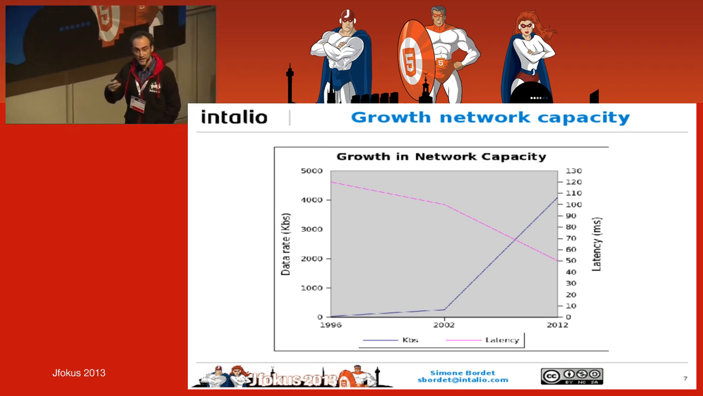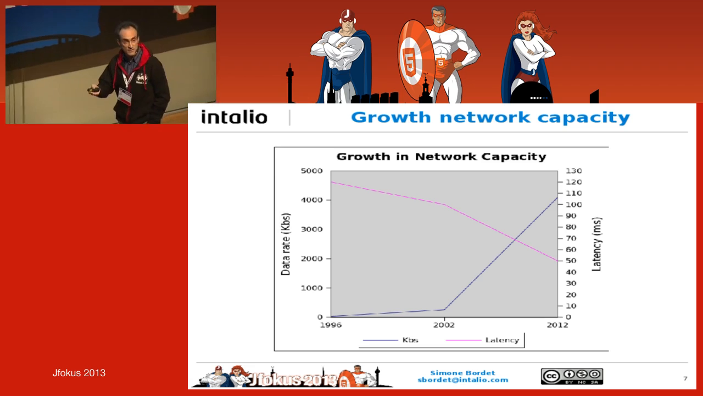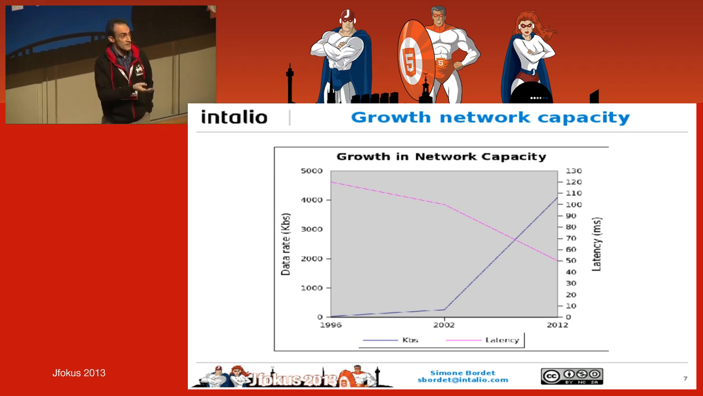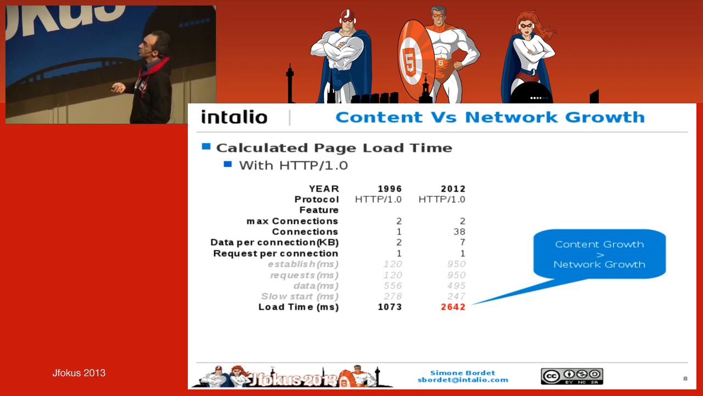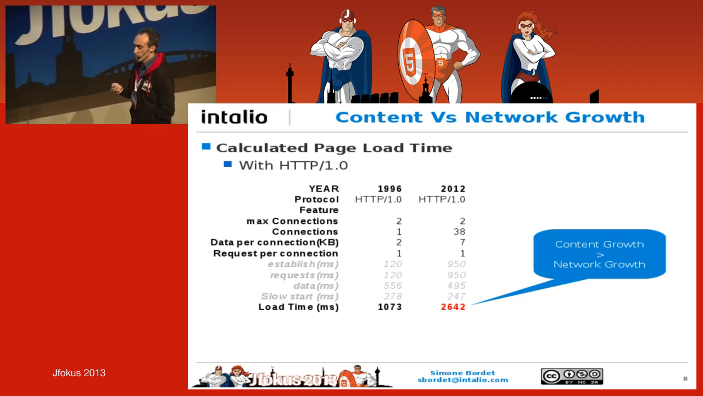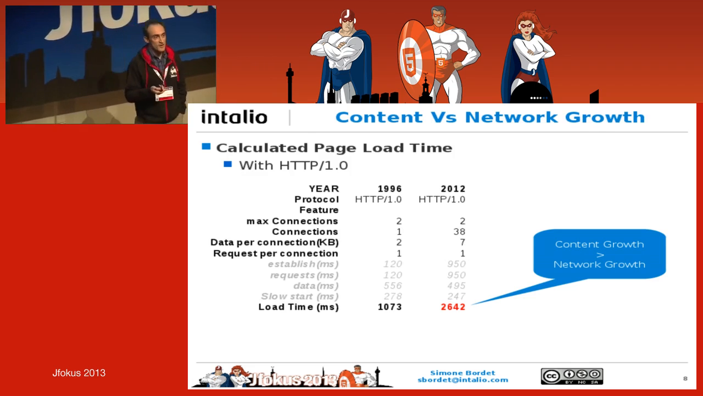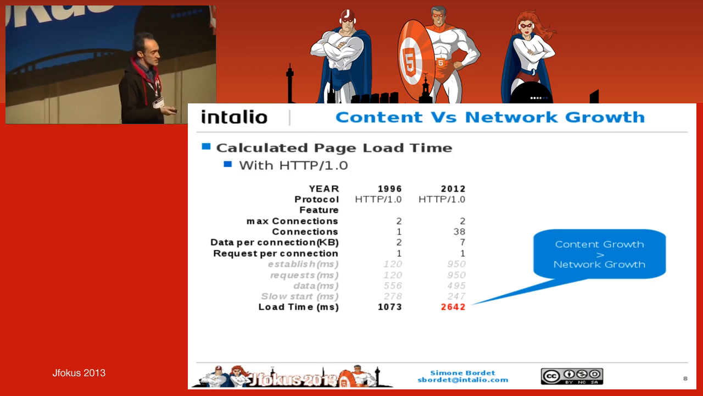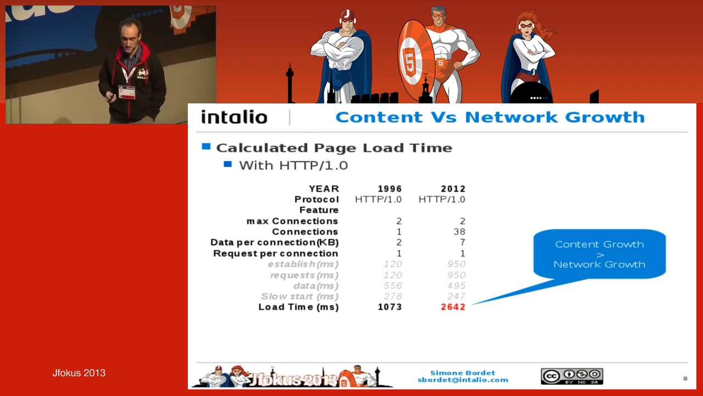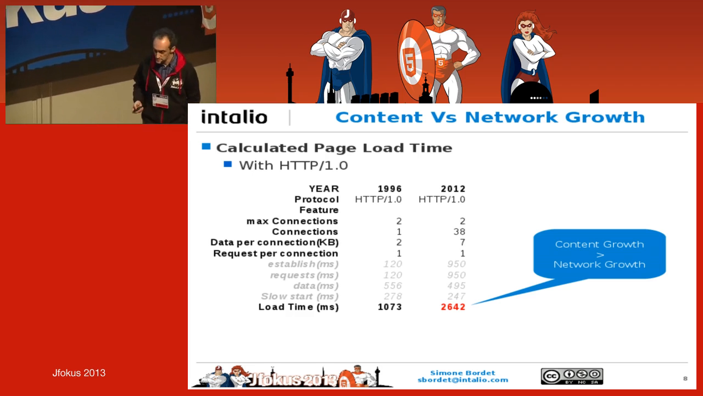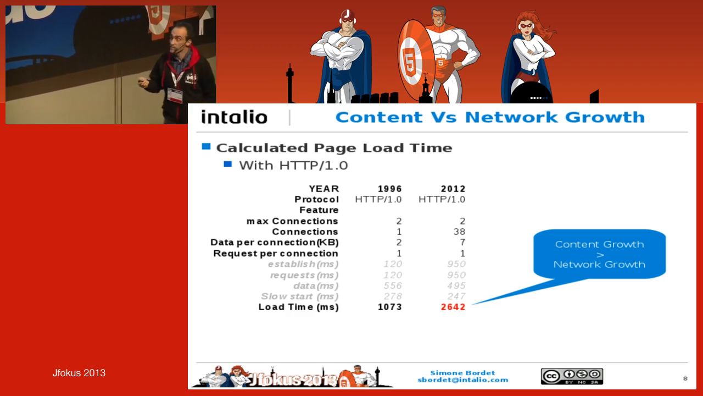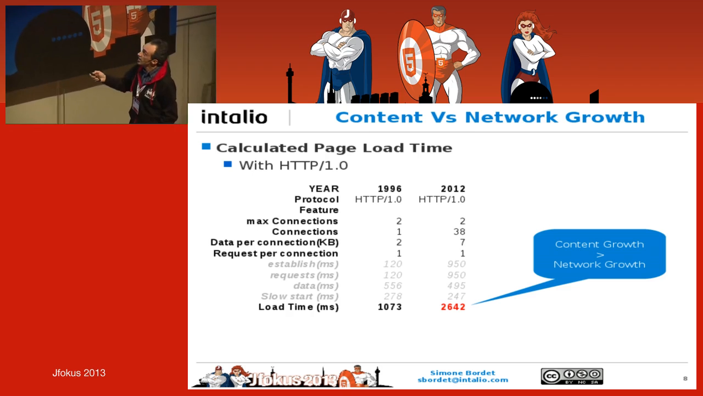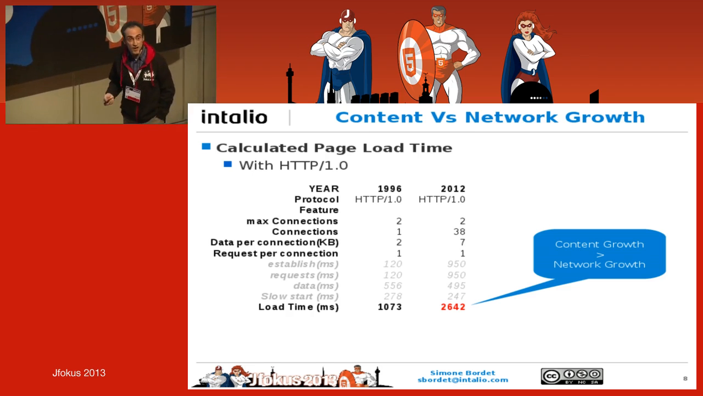So yes, we had a growth in content, but we had a growth in network capacity too. So are the two comparable? Well, it turns out that we crunched those numbers to try to figure out if the network was actually growing at the same speed as the content. So we took the 96 page using HTTP 1.0, the protocol that was defined in 96, and it loads in 1 second. Fine.